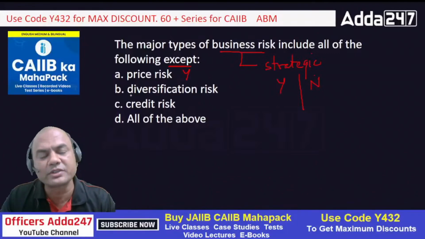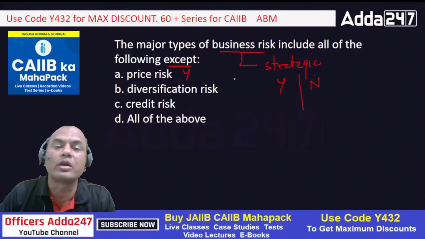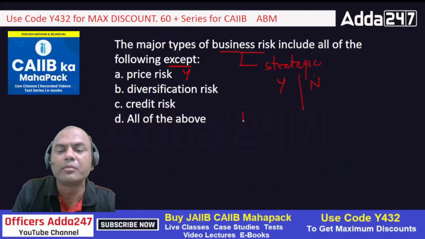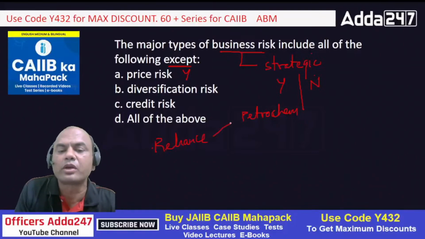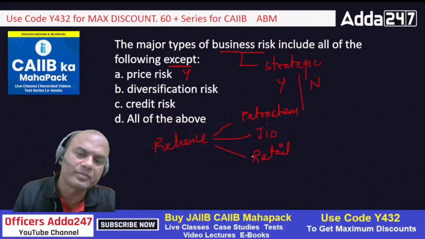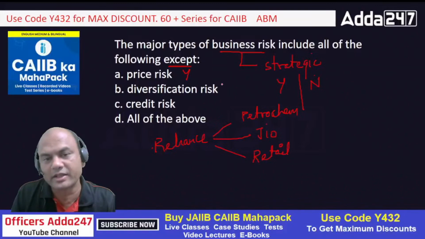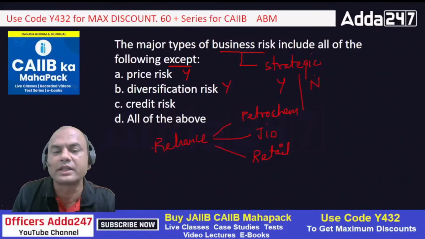Diversification risk means when I diversify my business from the core business. For example, what was Reliance doing earlier? Petrochemicals, right? But where is Reliance now? Earlier Reliance was only in petrochem. Now it is in phones, Jio, right? Then in retail, right? Then each and every sector it has captured, okay? So this is known as diversification. Is it a diversification risk? Yes, it is. Diversification risk is a risk of strategy.